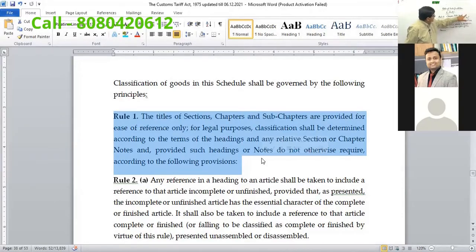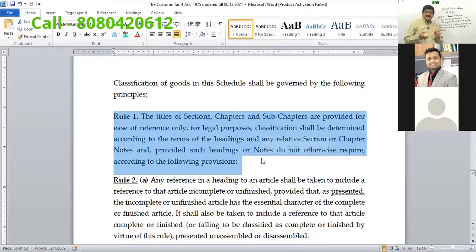Chapter title and section. Please replace the word section. Okay, because heading is coming here. Provided for ease of reference, for legal purposes, classification shall be determined according to the terms of heading and not any relative section or chapter notes, provided such headings or notes do not otherwise require according to the following provision. So, rule number 1 is the general rule.